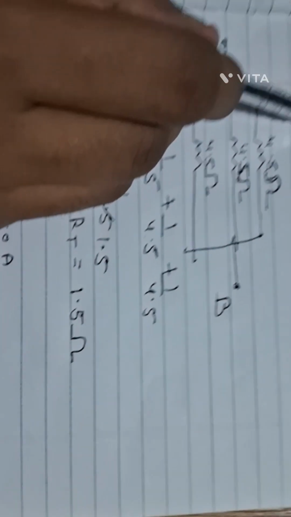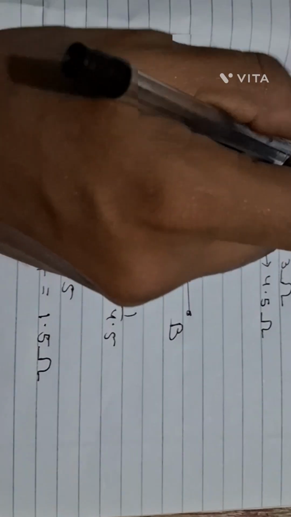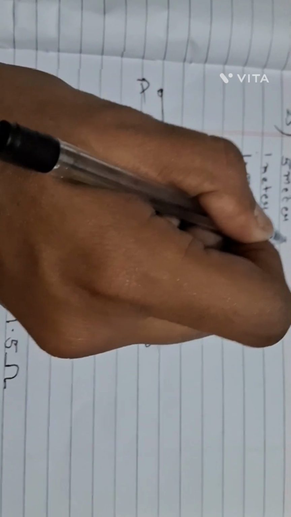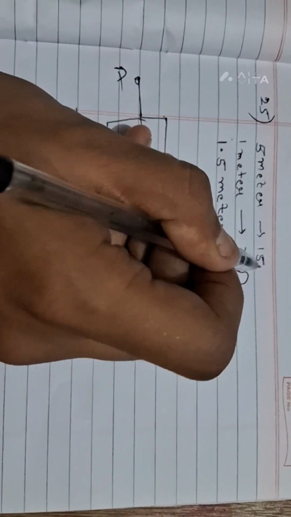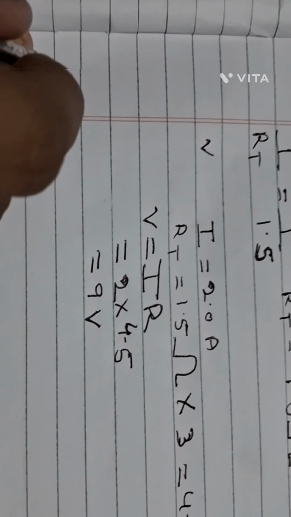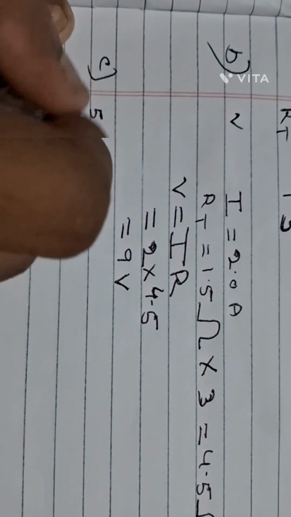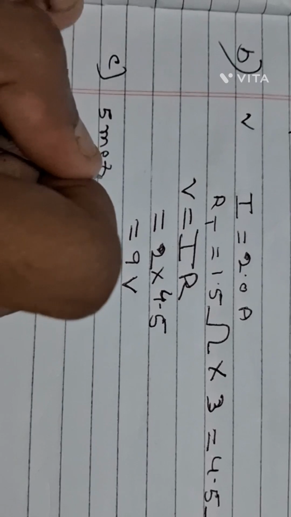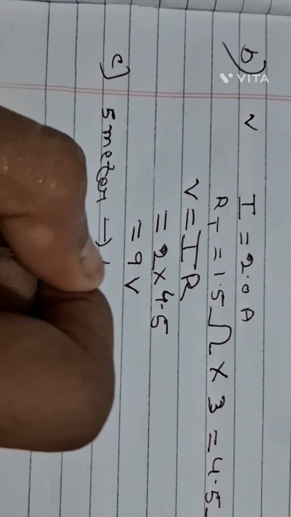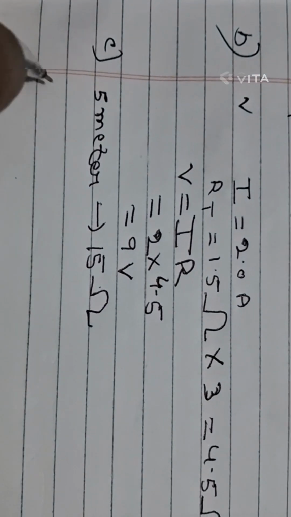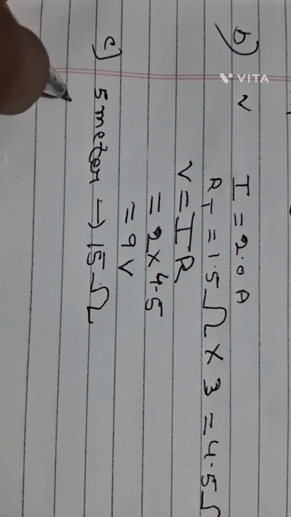First, let us go to this relation. 1 meter consists of how much? 3 ohms. So 5 meter would consist of 15 ohms. Let us write here. This is our third C part. So this was B part. 5 meter consists of 15 ohm.